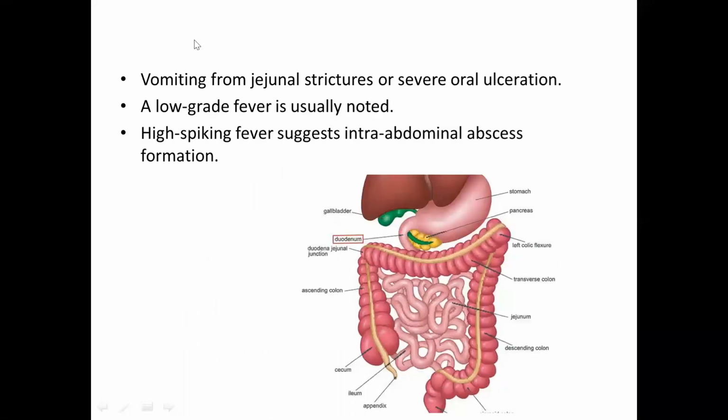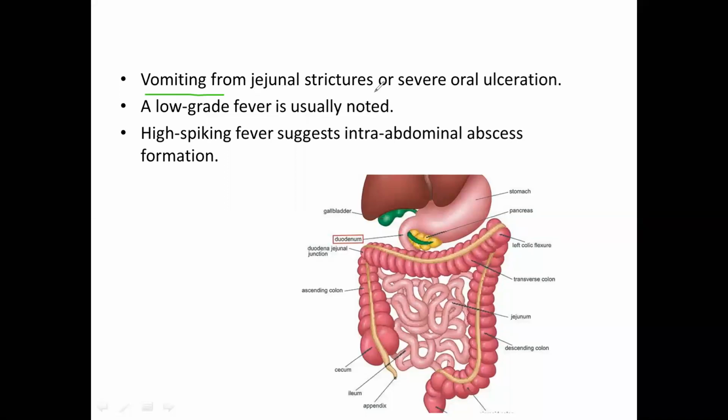In Crohn's disease, you may get vomiting. That is because of jejunal strictures or severe oral ulcerations. If a stricture is formed at the level of the jejunum, the patient may have vomiting because the contents will flow back to the stomach. Or vomiting may be because of oral ulceration. As we know, in Crohn's disease any segment can be affected, right from the mouth to the anus. So if the patient has oral ulceration, that may cause vomiting.